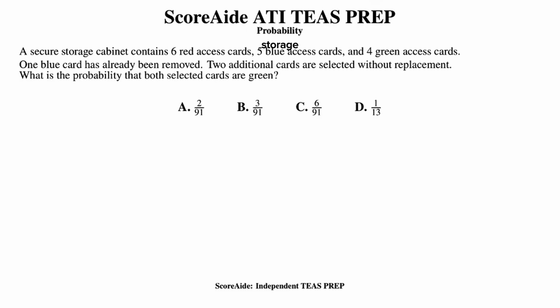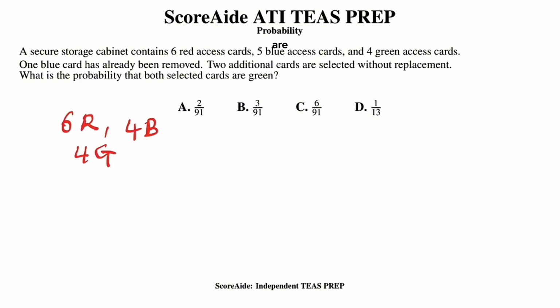A secure storage cabinet contains 6 red access cards, 5 blue access cards, and 4 green access cards. 1 blue card has already been removed. So if 1 blue card had already been removed, it means that we now have just 4 blue cards. It means that in that pack, we have 6 red, 4 blue, and 4 green.